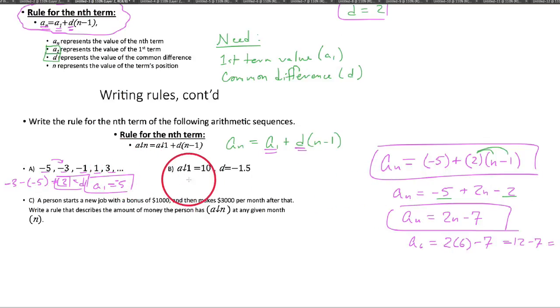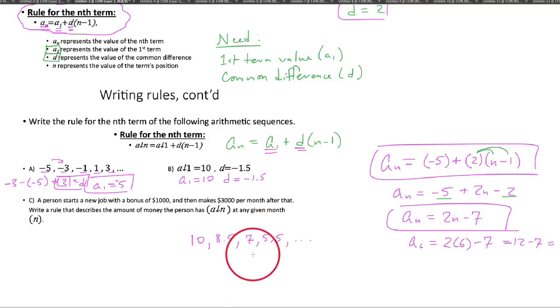So let's take a look at letter B here. And letter B should be saying this. It says a1 has a value of 10 and d has a value of -1.5. And so if we were to look at what the sequence really is, it's this sequence where we have 10 and then it goes down by 1.5, so it goes to 8.5, and it goes down by another 1.5, so it goes to 7, and then 5.5, and so on and so forth.